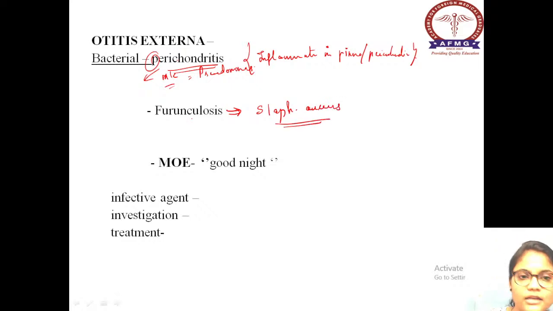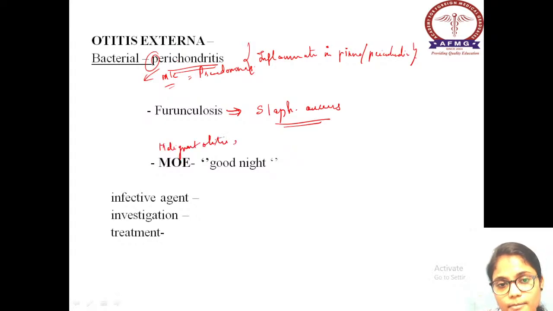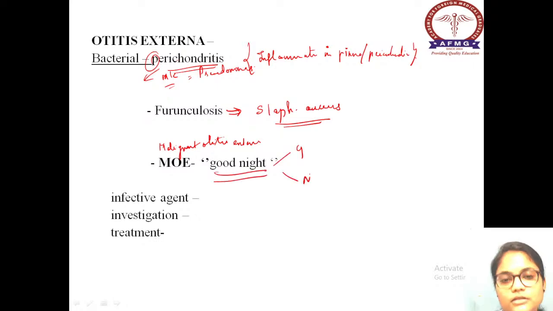The next condition that happens in otitis externa is MOE, that is called malignant otitis externa. And the mnemonic for you to remember is good night. What is good night? G for G and N. Can anyone say?